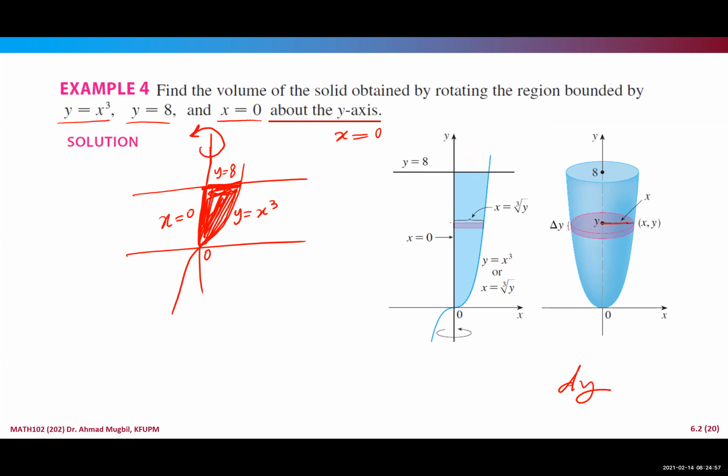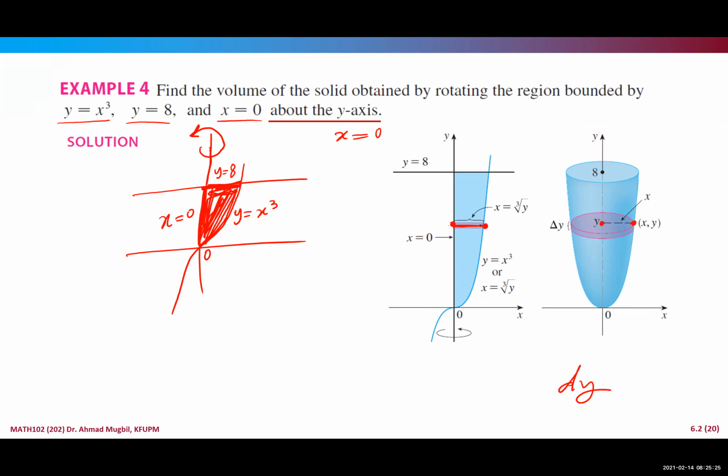Now, what will be the radius of this disk? Because the area will be just pi multiplied by the square of the radius. The radius will be the distance from this curve, from this point, to the axis of rotation. This will be the disk. As I said, shabab, you don't need to sketch this. If you did, it's okay, but no need.